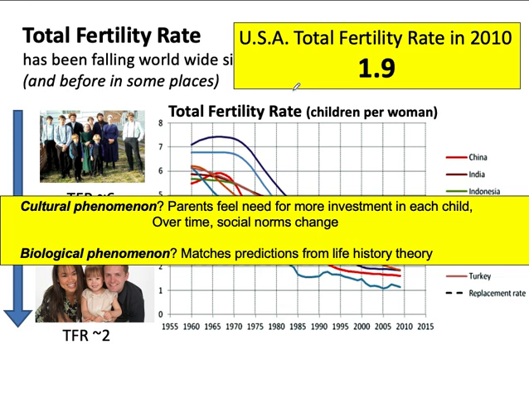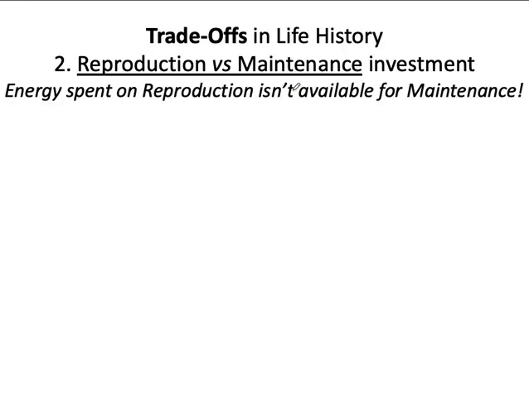So remember that in life history theory, there are a number of different trade-offs that we observe in different species. And so one of those important trade-offs is the one between reproduction and maintenance investment. In particular, the energy that an individual or a species spends on reproduction versus maintenance. And when we say maintenance, what we mean is the energy required just to survive as an adult individual.